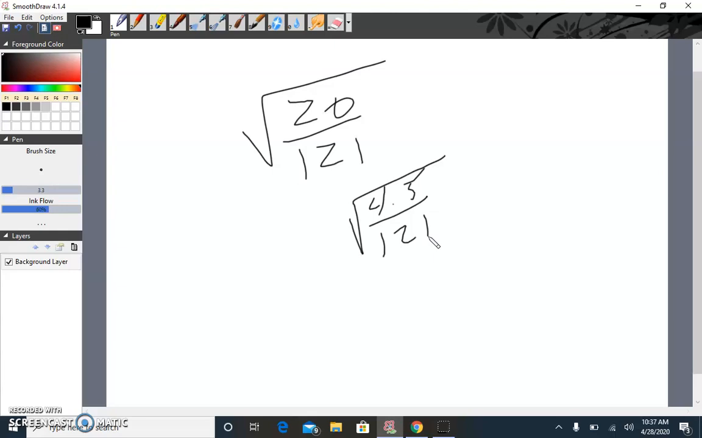Now we take out our squares. Well, we have the perfect square of 4 equals 2. Square root of 5 over, and the 121 is a perfect square, it is 11. So we would just work it out, following our formula. It's still 20 over 121. It's 2 times the square root of 5 over 11 as our final answer.